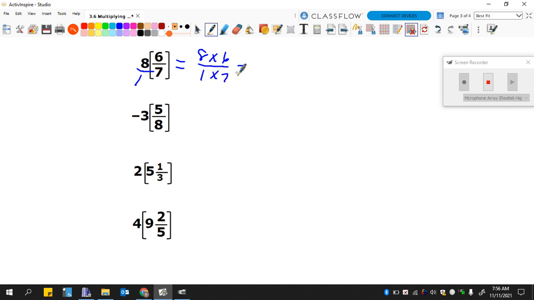8 times 6 is 48. 1 times 7 is 7. All right, so we know we're going to end up with a fraction, or with a mixed number. So we're going to say 7 divided into 48. 7 goes into 48 6 times, which is 42.